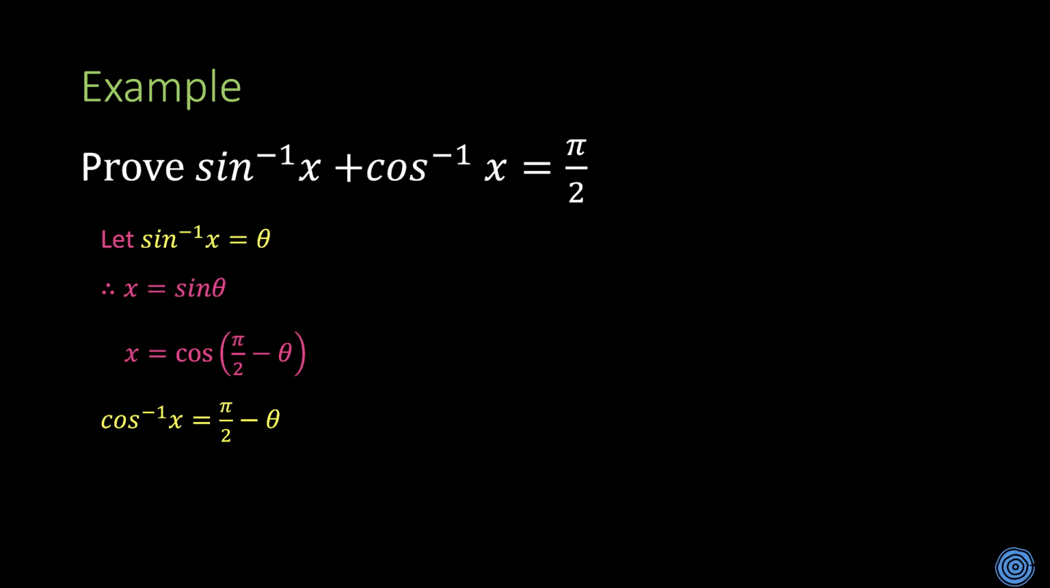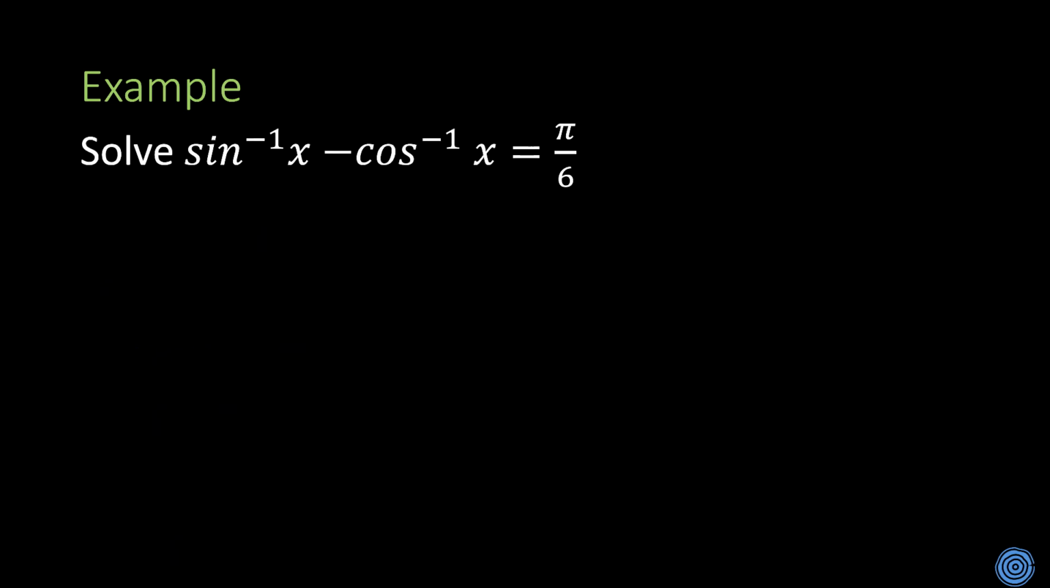Now remember at the start, we had let theta equal sine inverse x. So now let's replace that theta with sine inverse x. And now I've got cos inverse x is equal to pi on 2 minus sine inverse x. Move your sine inverse x over to the other side. And I've got sine inverse x plus cos inverse x is equal to pi on 2. And I've proven that.